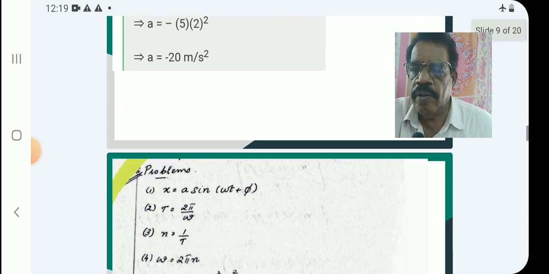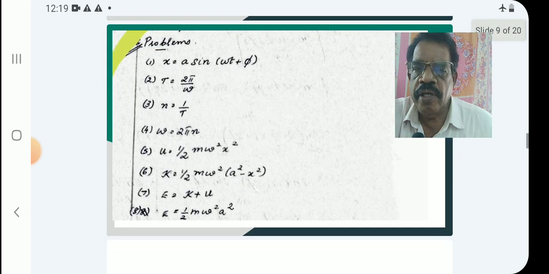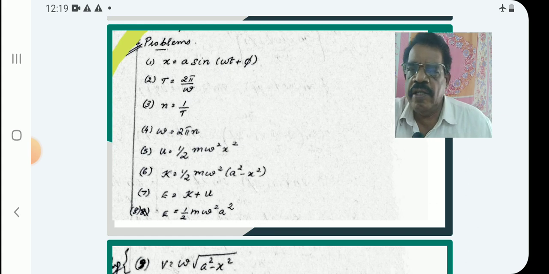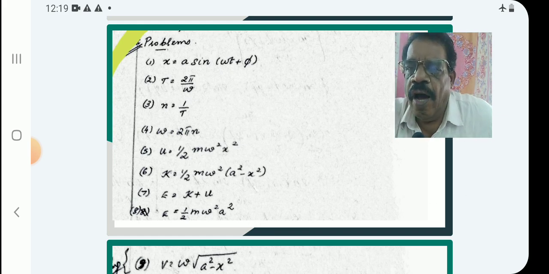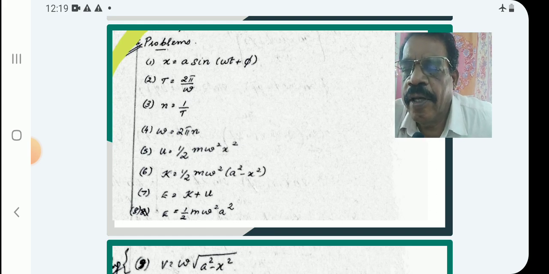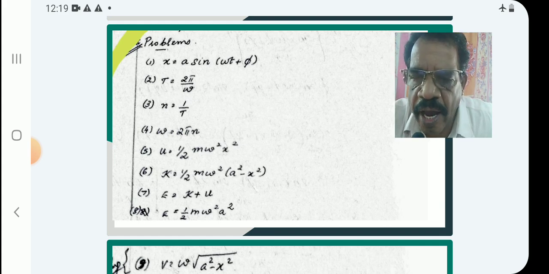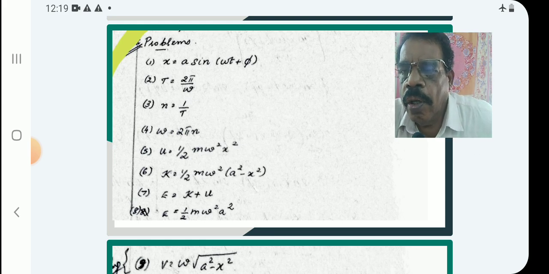That is the problem. And in this portion, simple harmonic motion, these are the important equations we study in different ways. One is displacement x is a sin omega t plus phi, or we can write y is equal to a sin omega t plus phi. Period is 2 pi by omega. Frequency n is 1 by T. Frequency also can be written as nu or f. It is equal to 1 by T. Omega is 2 pi n.